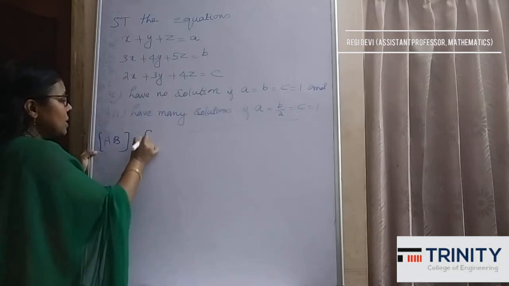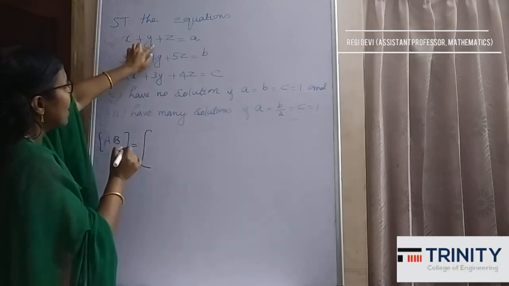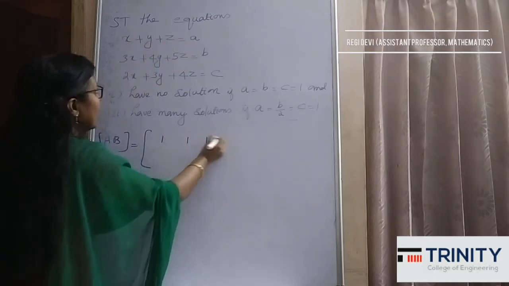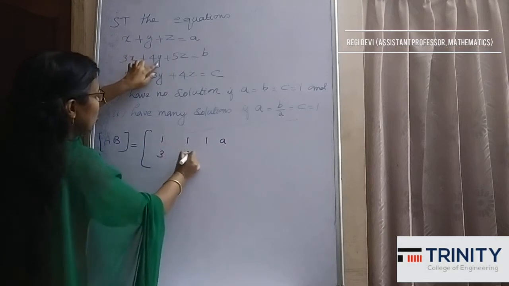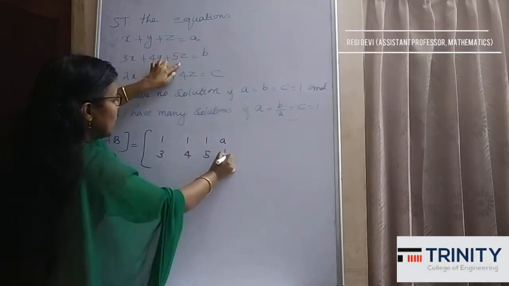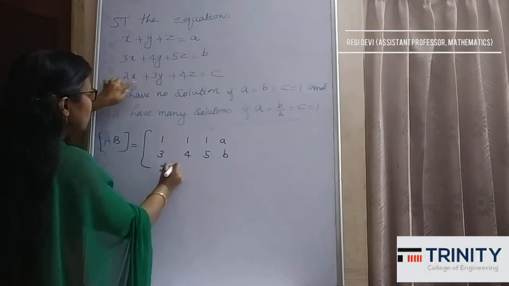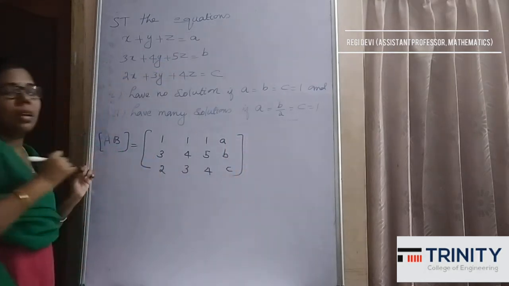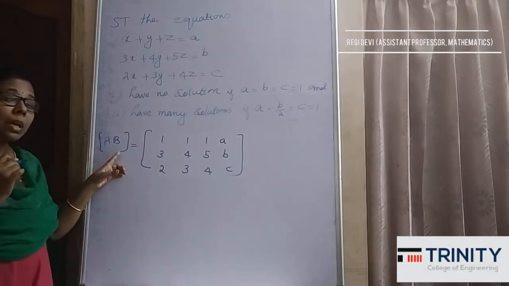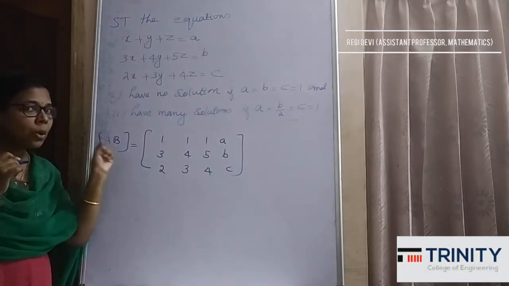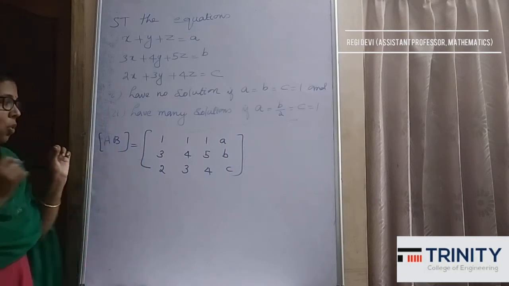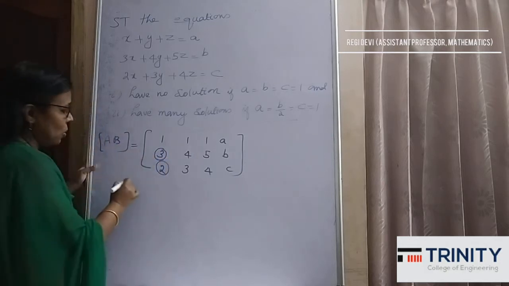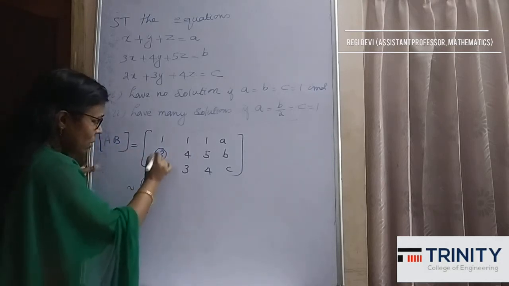Augmented matrix AB is the matrix 1, 1, 1, A; 3, 4, 5, B; 2, 3, 4, C. Now we have to reduce this augmented matrix AB into upper triangular form or row reduced echelon form. That is, we have to make these two elements 0. The first row is a fixed row.